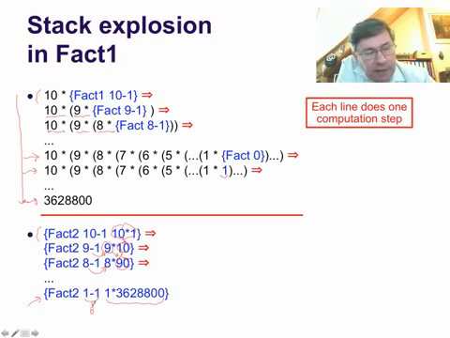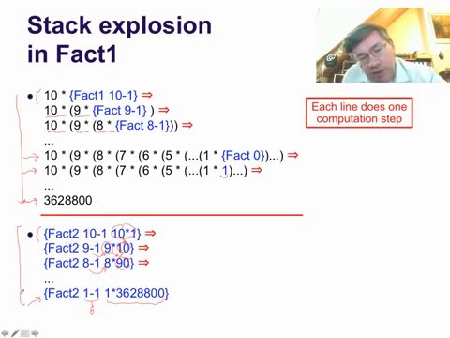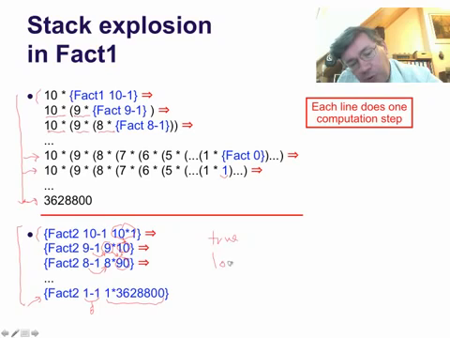Notice that in the second case, the expression does not grow. No calculation has to be waiting until something else is done. And that's because of tail recursion. This expression we call a true loop.